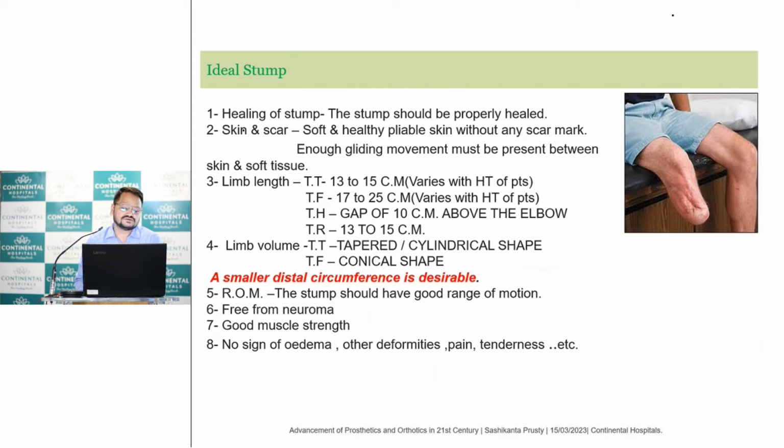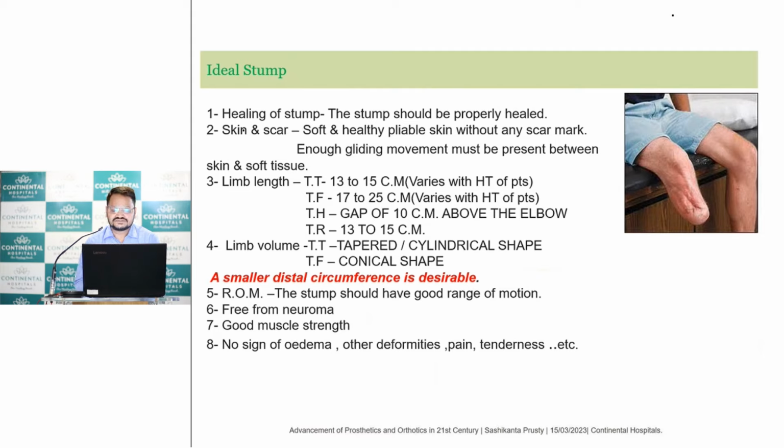So in these conditions, the stump should be properly healed, with soft, healthy, pliable skin without any scar mark. Enough gliding movement must be present between skin and soft tissue. Then limb length. If we see transtibial, normally we say the structural bone length, if we can preserve two-thirds, that's a really good stump. Specifically, it is 13 to 15 centimeters in a below knee amputation.